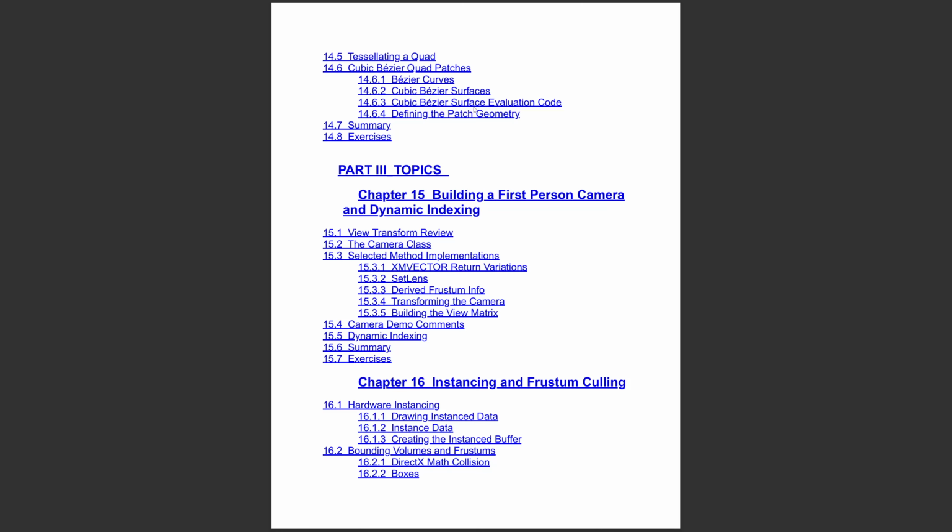We talk about tessellating a quad, so triangulating it, or turning a quad into triangles, or turning a quad into many quads. And we have the cubic Bezier quad patches. We have Bezier curves, cubic Bezier surfaces, and cubic Bezier surface evaluation code, and defining the patch geometry, with summary and exercises, finishing that. So that covers part 2 of drawing in 3D, Direct 3D.